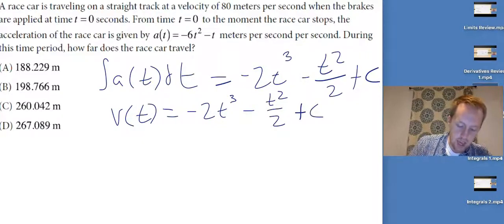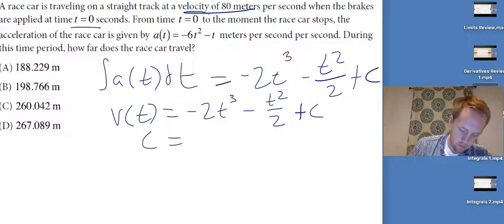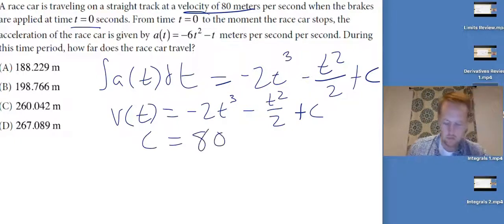It does say at t equals 0 seconds the velocity is 80, so that would send the first thing to 0, the second thing to 0, and 80 is equal to c. So c is equal to 80 based on that.